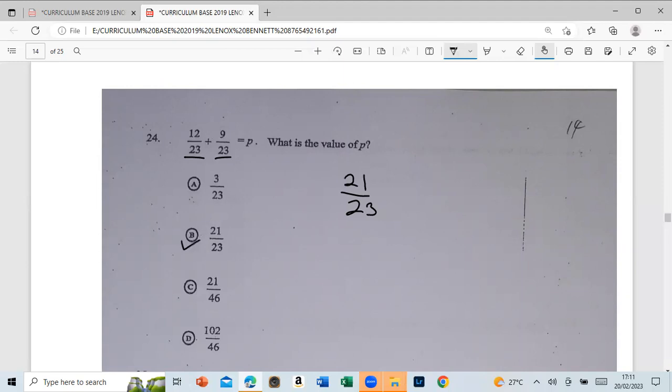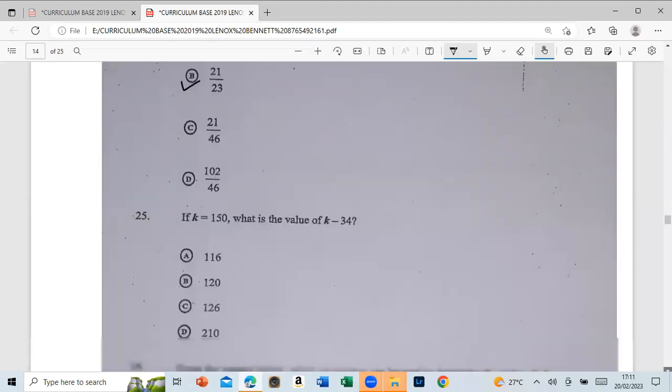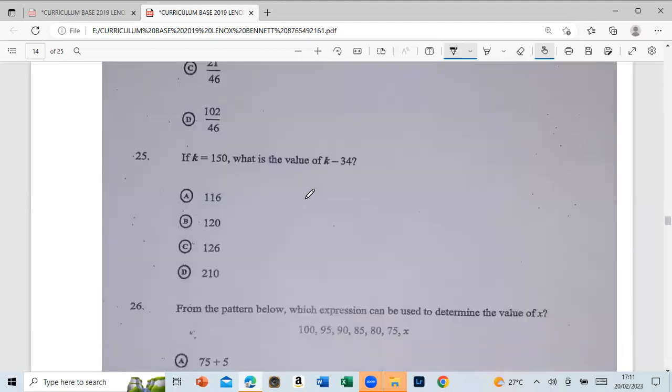Let's move on to 25. If k is equal to 150, what is the value of k minus 34? So they told us that k is 150, so we're going to subtract 34 from it. Simple substitution, right? We do this with my class all the time. You guys were awesome. 4 from 0 you can't, so we're going to borrow 10 from the 50, right? So we have 40 the same, guys. 4 from 10 leaves 6. 4 minus 3, that is 1. That's what it means, right? So it's 116.